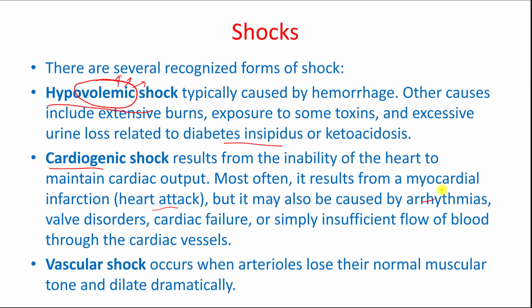But in general, cardiogenic shock is when we have a problem in the blood pressure related to the heart. Then we have the vascular shock. This is when we have a problem in the blood vessels. Especially the arterioles, they cannot maintain their normal muscular tone, and they will dilate dramatically.